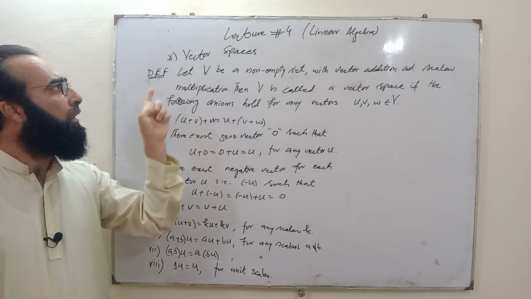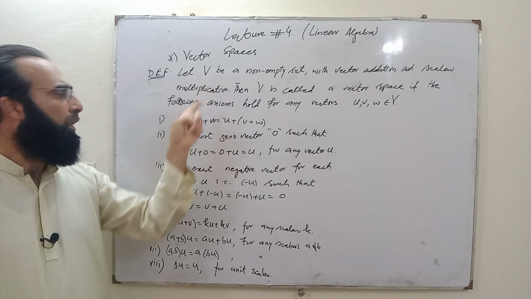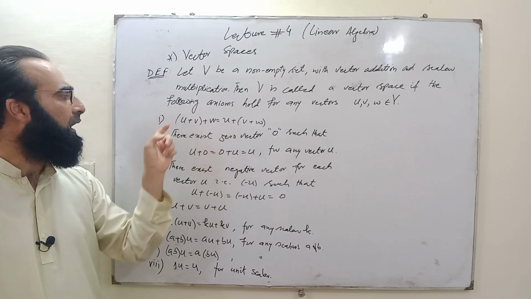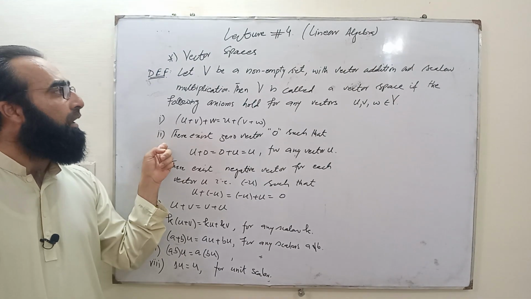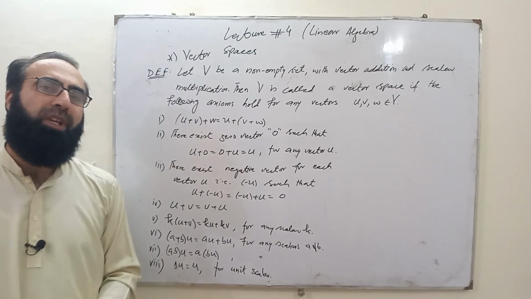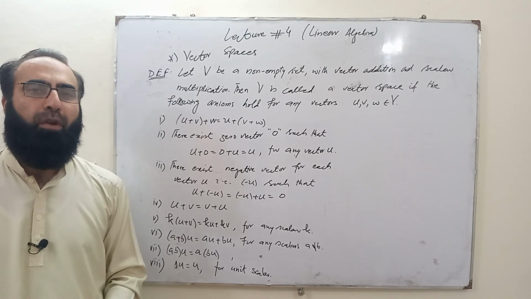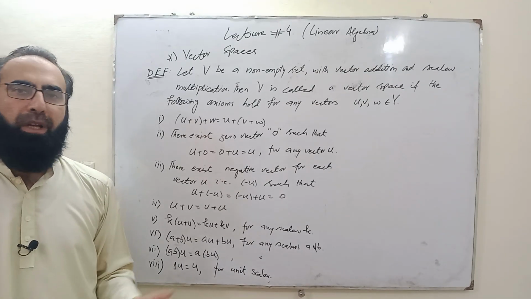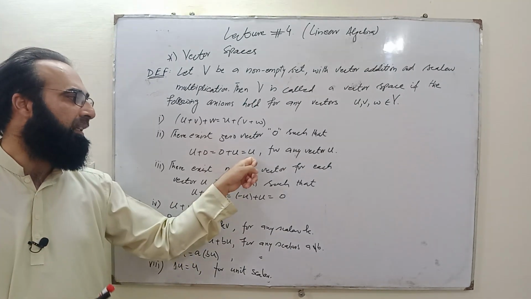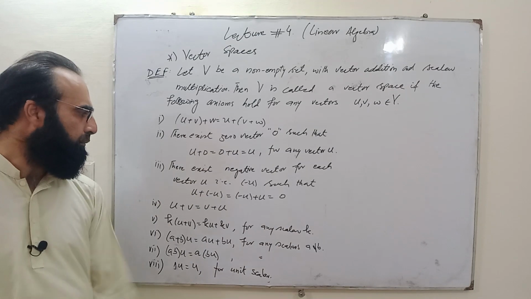In the first, this non-empty set V will satisfy an associative property with respect to addition, and in the second property, this non-empty set will have a zero vector. If we add that zero vector with any vector u from the left side or from the right side, we will get the same vector u.